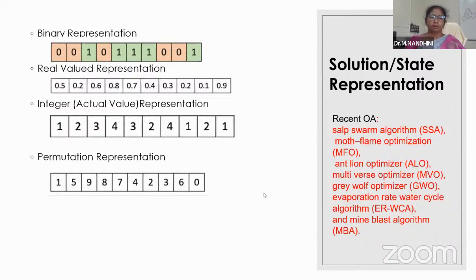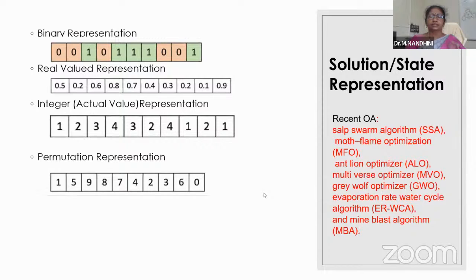In a combinatorial problem, we will have this type of representation. Suppose you take the traveling salesman problem, where 3 cities are there: 1, 2, 3. One solution is 1, 2, 3, and another solution is a different ordering of the cities. In this way, all items should come in that single solution. That is the permutation representation. These boxes represent only one solution. So we can have binary, real, and integer terms as well.